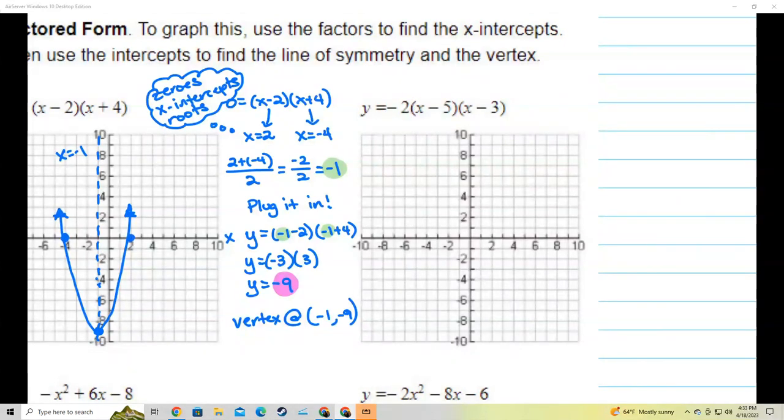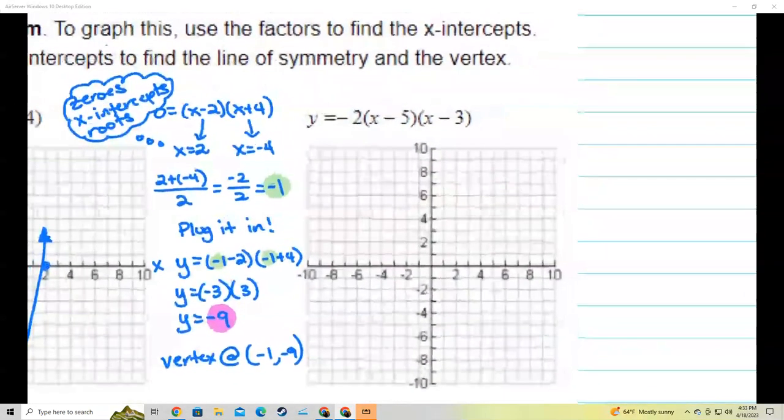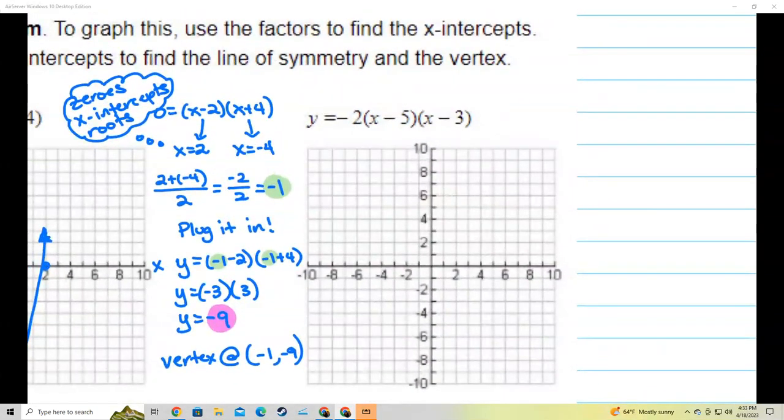So I'm imagining a graph that not only is concave down like this, but is probably going to look a little bit on the skinnier side because of that stretch, right? That 2 is going to stretch that out. So let's go ahead and start solving this right away. I'm going to do this by solving my x-intercept. So I want 0 is equal to -2 times x minus 5 times x minus 3. My zeros must occur at x equals 5, or it must occur at x equals 3.